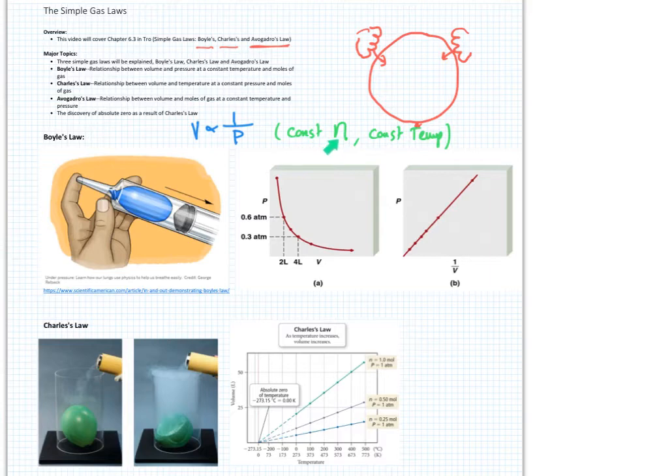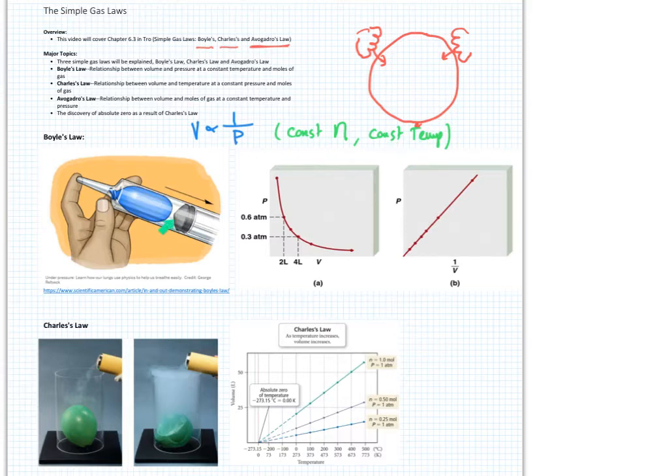Okay, so constant number of moles of gas just means I'm not adding any gas or taking any away. So in this balloon example inside the syringe, we're not adding any gas to the balloon, and we're not taking any gas away. So it's a constant number of moles. In the case of my balloon here, I haven't added or taken any away. So that's a constant number of moles. That's a pretty common set of experimental conditions.